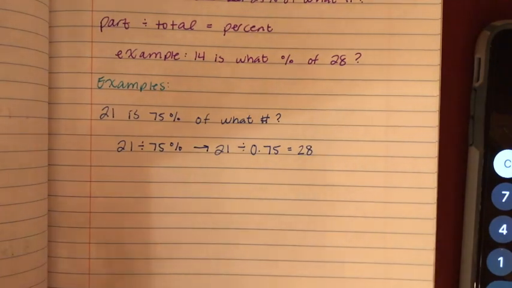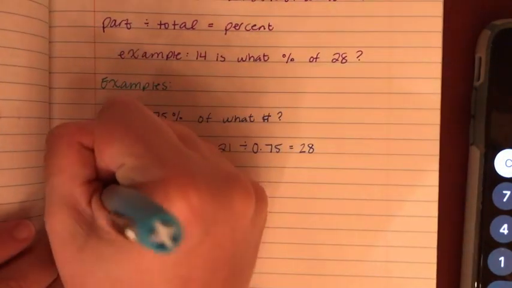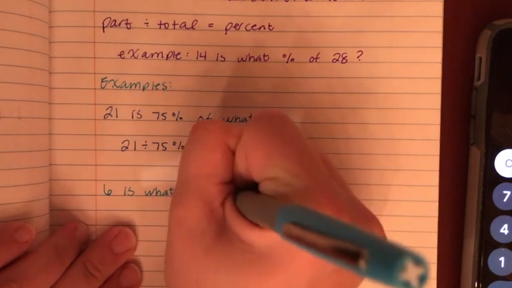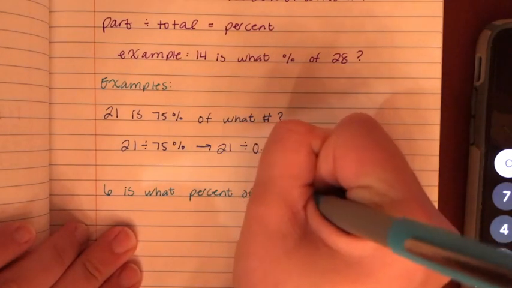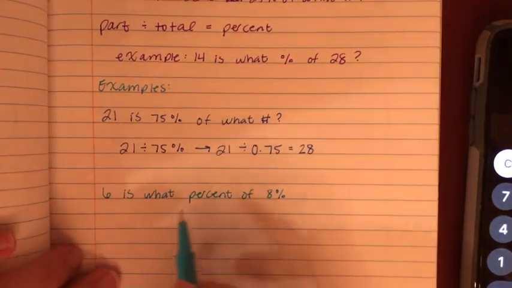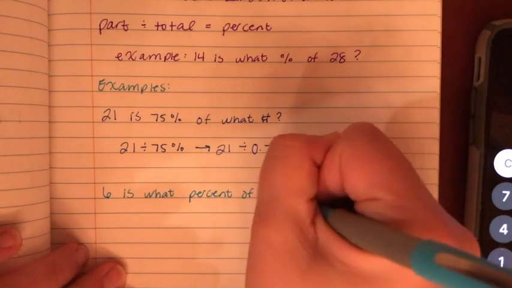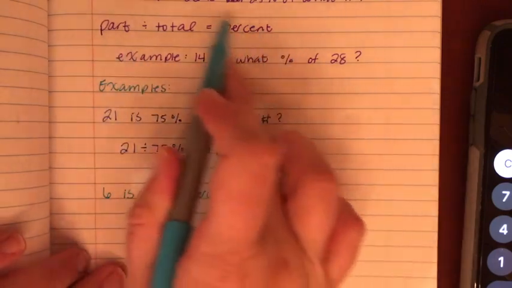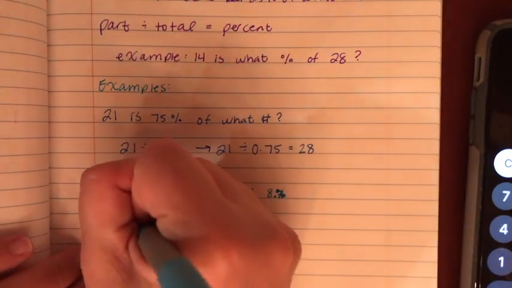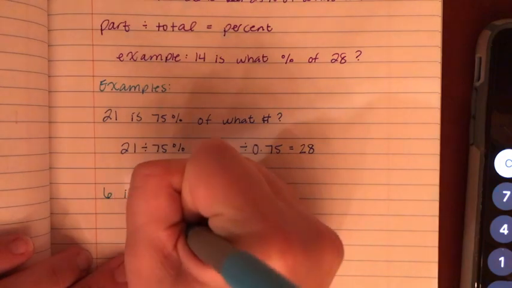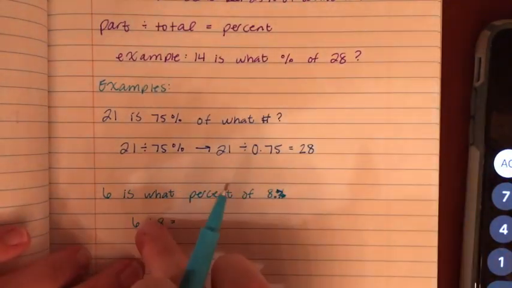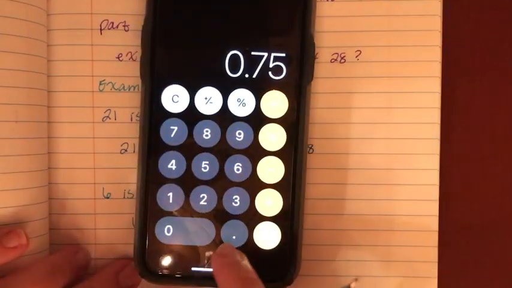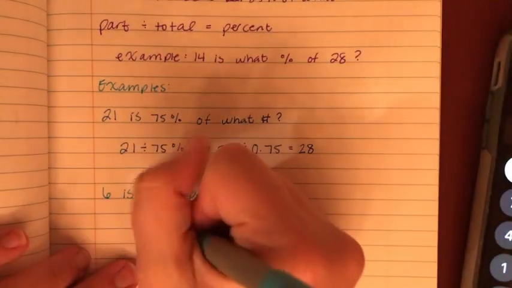Okay, let's do another one. 6 is what percent of 8? So here we're solving for the percent. We're trying to figure out 6 is what percent of 8. Okay, so I'm going to be using this equation here. So my part is 6 divided by 8. Okay, and again, you can do long division off to the side, or you can use your calculator. So 6 divided by 8, I'm going to get 0.75.